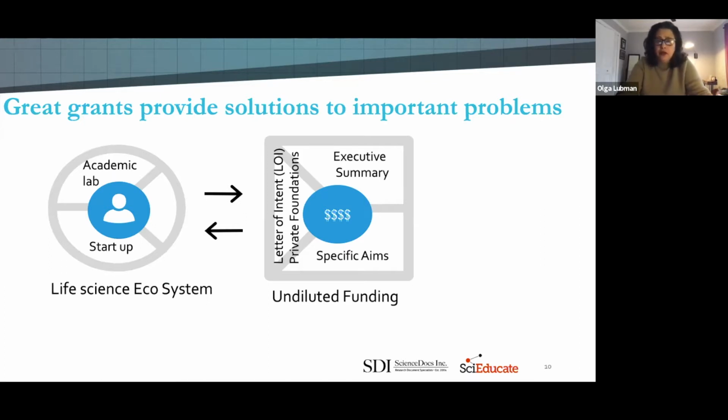Today, whether you're an academic lab trying to put together your R01, or you're a startup trying to commercialize your technology through the NIH Small Business Initiative, anywhere you are within the life science ecosystem, you will need to develop a way to raise undiluted funding around your ideas and technologies. Ultimately, part of the success of your venture depends on how effective you are at convincing others that what you're proposing to do is important.